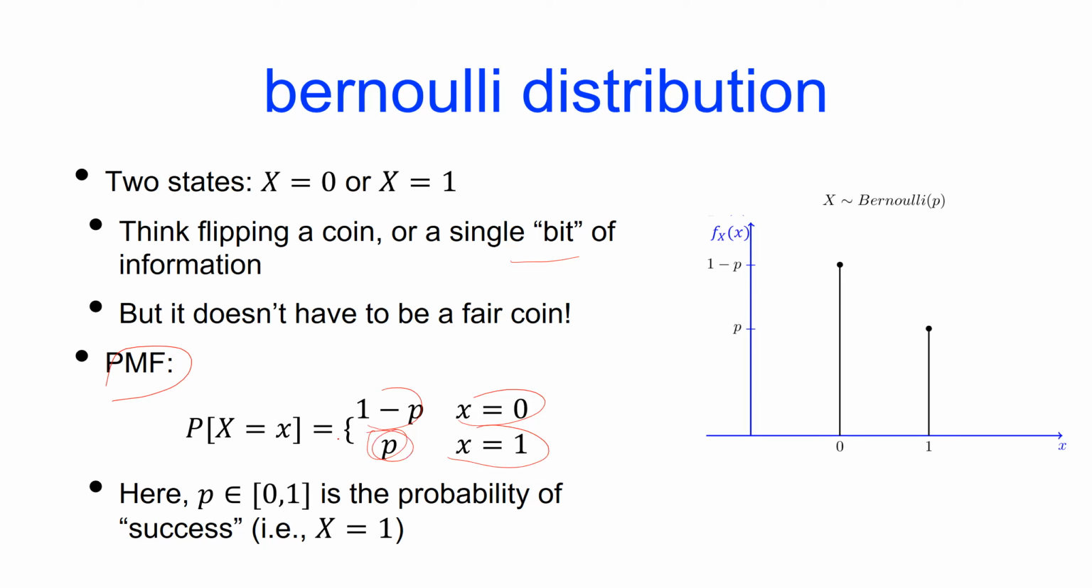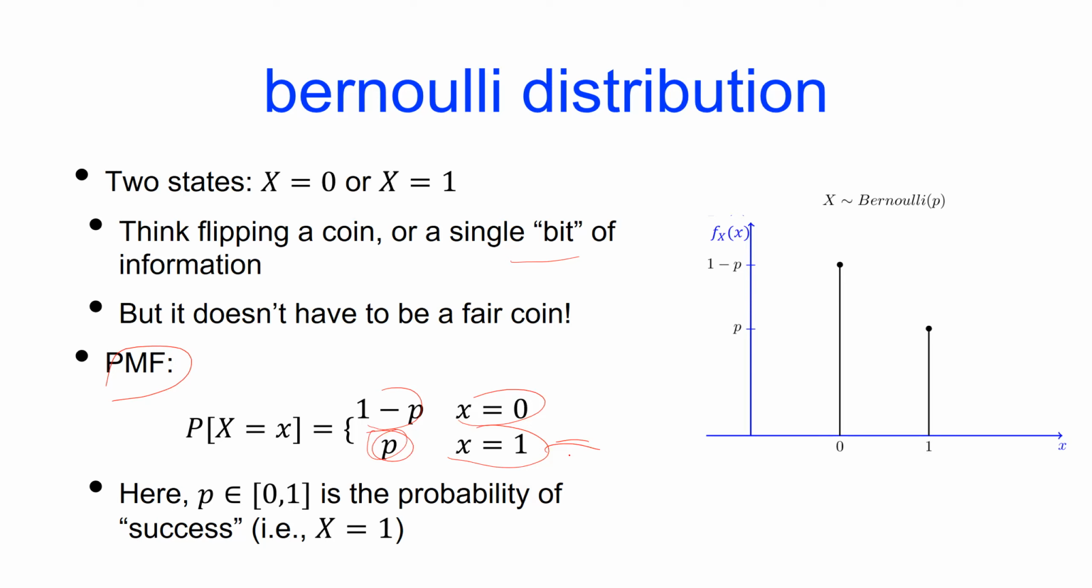Sometimes we call p the success rate. If you see a Bernoulli distribution, some people say, what is the success rate of this? Usually that indicates p. For example, when I toss a coin, if I get a head, I get a success. Then p will be the probability you get a head.